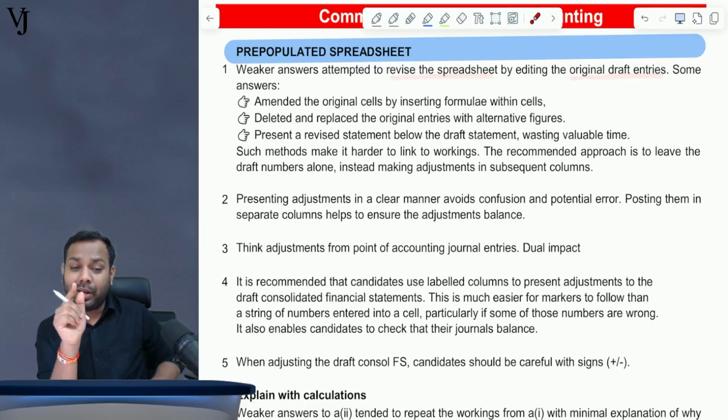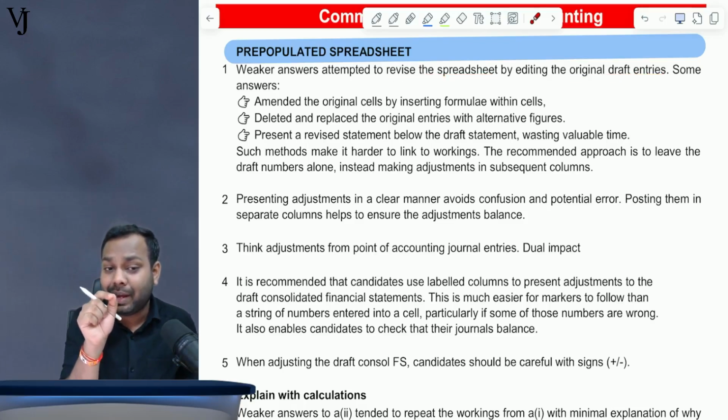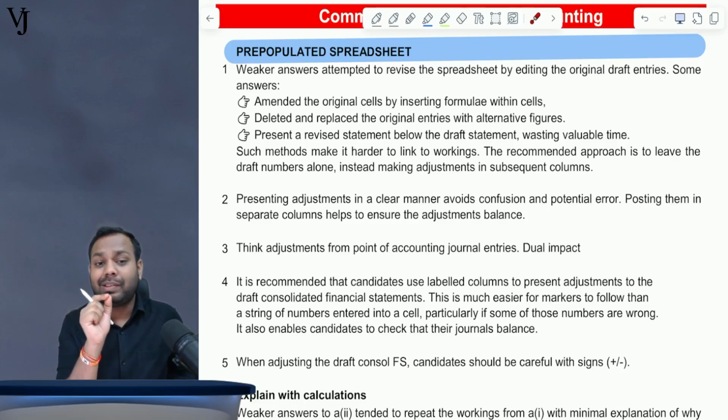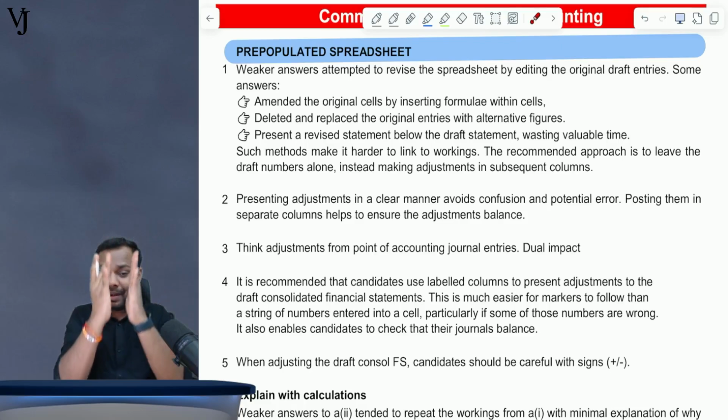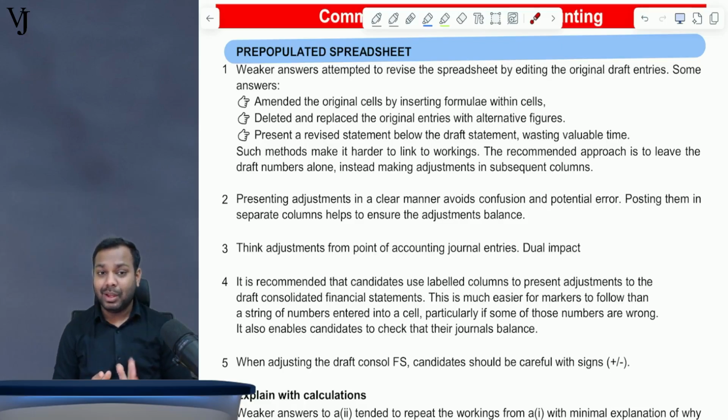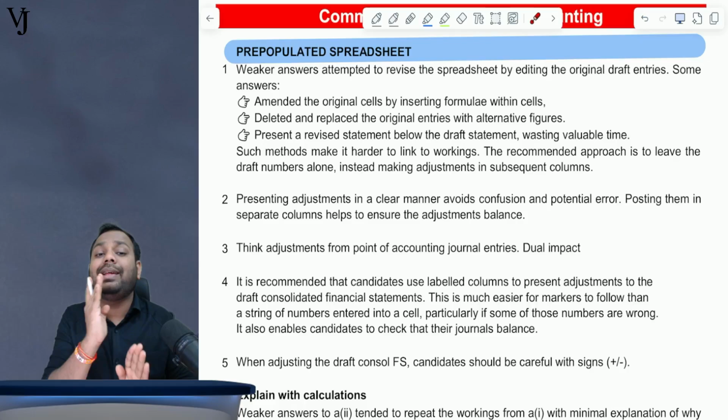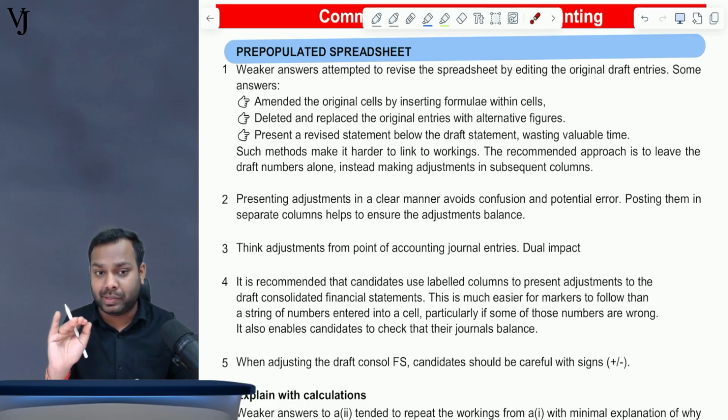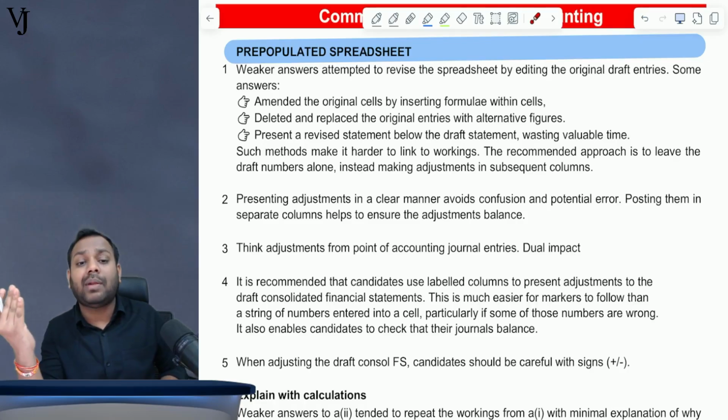If you can remember, I discussed this in our regular practice sessions, that there is a draft figure given. We are not required to touch that. Leave it as it is. Now insert an additional column for the adjustments and then insert one more column for the final.